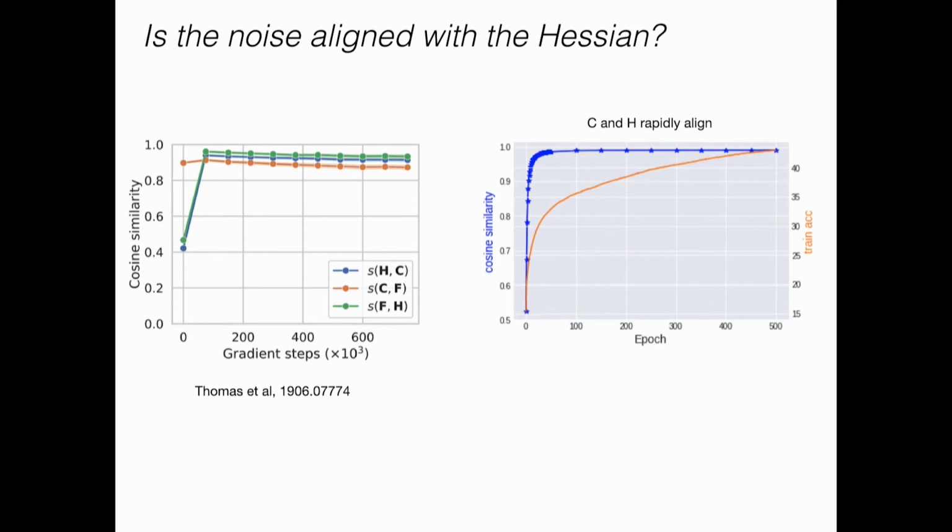So Mingwei looked at this in more detail, and he found that after about 10 epochs, just like the time scale we were finding for descending into one of these valleys, the similarity between the Hessian and the noise covariance seems to be very high. So this seems like a good approximation.